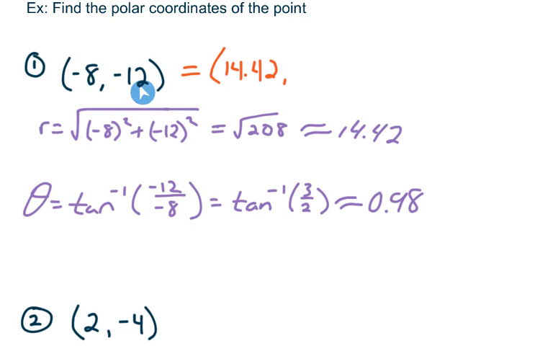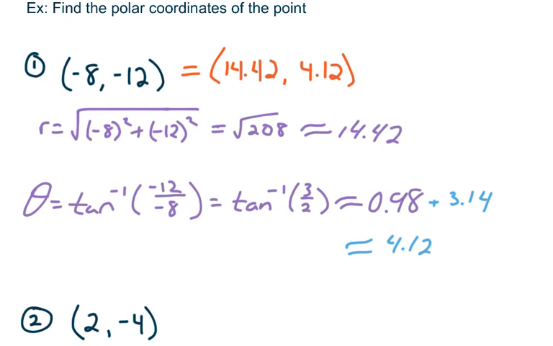But remember, the x value was less than 0, so we're in quadrant 3. Negative is quadrant 3, so we do need to add pi to this. So I'm going to say plus 3.14. And when we do that, what we're going to get is an angle of approximately 4.12. Now, if we're adding pi, we can assume that we are not in degrees. We are in radians. This is a radian measure, 4.12 radians. Okay, so we can make this 14.42 comma 4.12 radians.